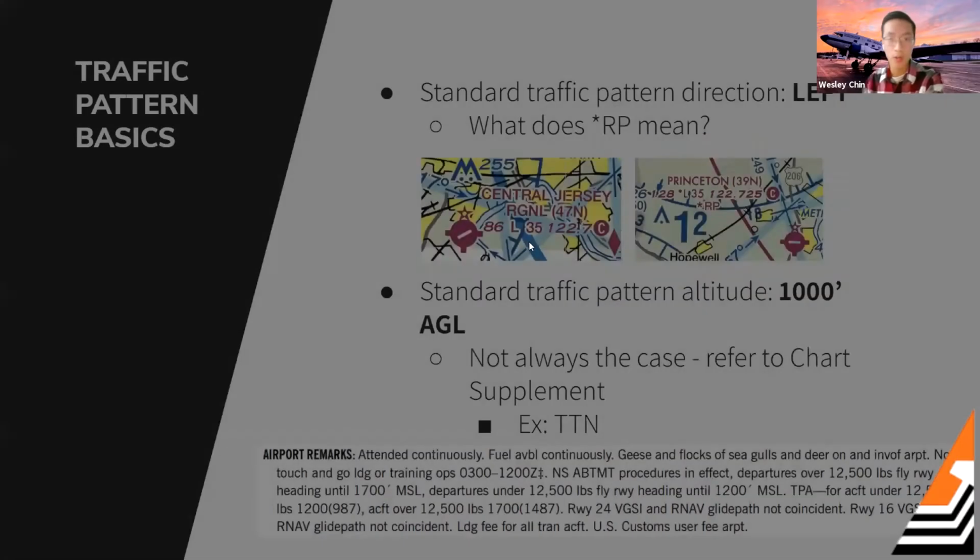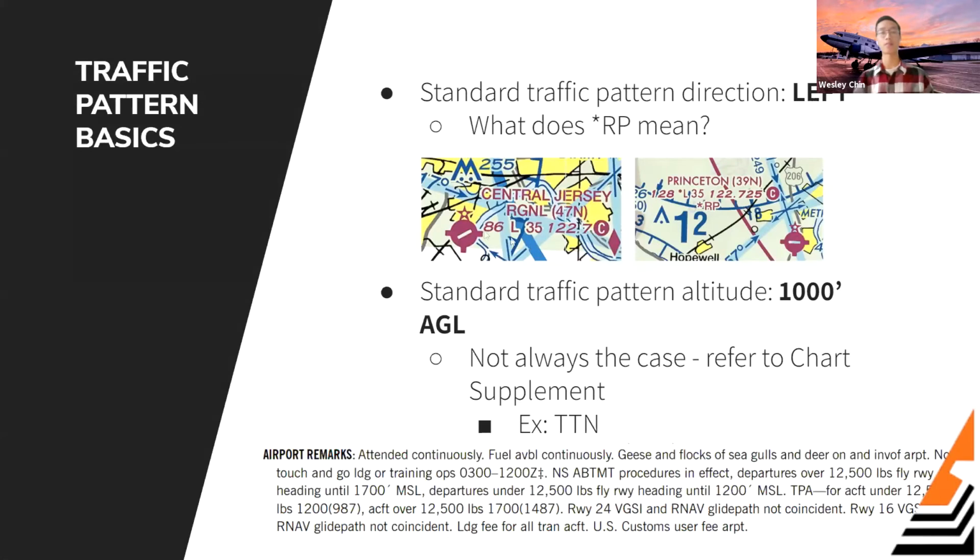So we're just going to start with a couple basics here with the traffic pattern, right? So your standard direction for all traffic patterns is going to be left. So if we take a look at the sectional here, for example, for Central Jersey, right? The runway, I think it's 7 and 25, we're going to have left patterns.